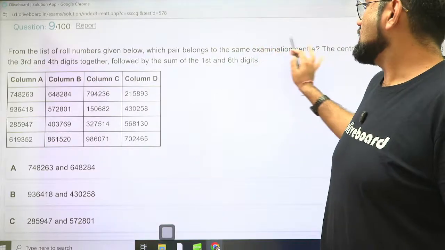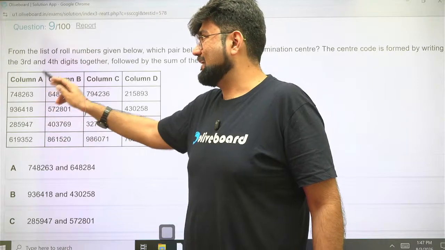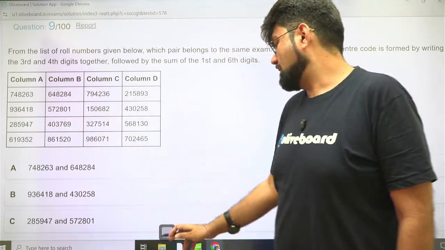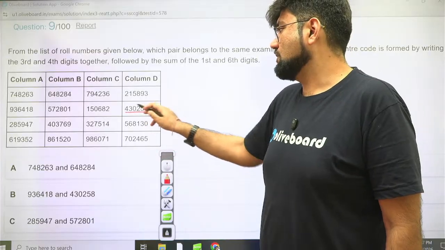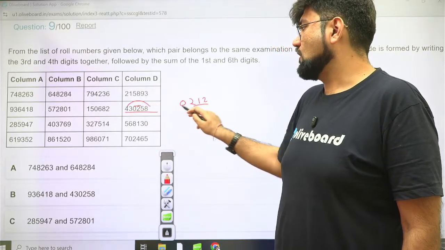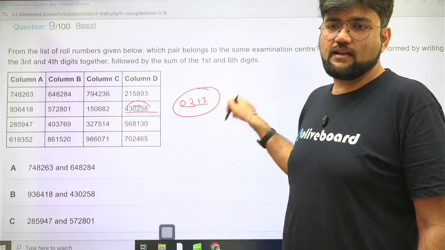They are saying the center code is generated by writing the 3rd and 4th digits of the roll number together, followed by the sum of the 1st and 6th digit. So if I pick up any random number, let's say I pick up this one, it will be 0, 2, 1, 2. So 0, 2, 4 plus 8, 12. This is how we need to write it down: 3rd digit, 4th digit, and 4 plus 8, 12. This is the center code.